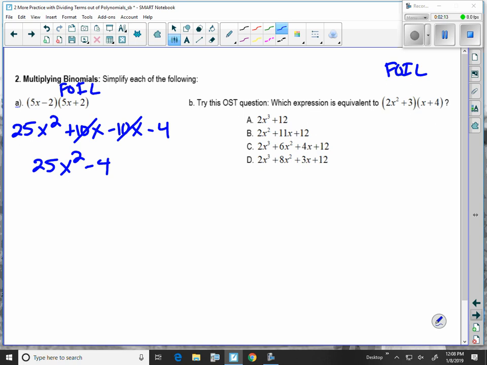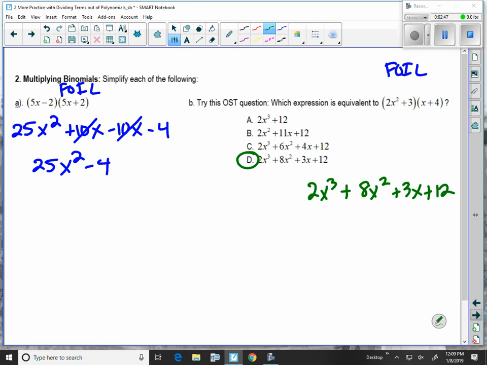So we do 2x squared times x. What's that? 2x cubed. 2x squared times 4, 8x squared. 3 times x. And then 3 times 4. Good. So all we did was we FOILed there. Now, if you look, does it match one of our answers? D. Perfect.